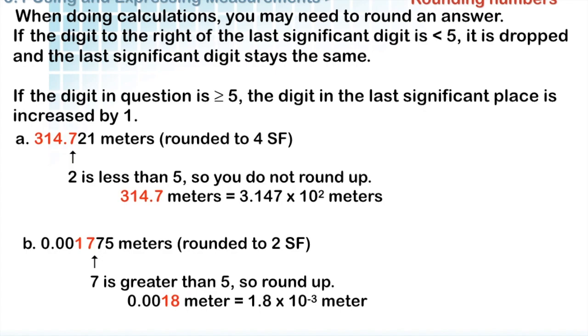Now, if you wanted to do that in scientific notation, remember the number has to be between 1 and less than 10. So I move the decimal 2 to the left, so my exponent becomes a positive 2, 3.147 times 10 to the second meters.